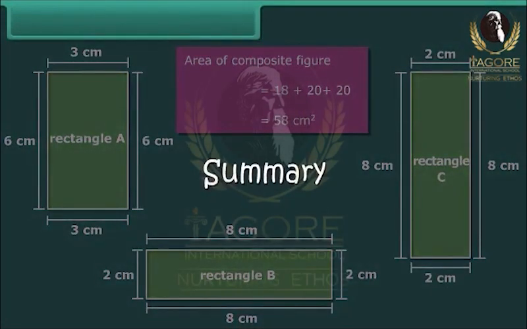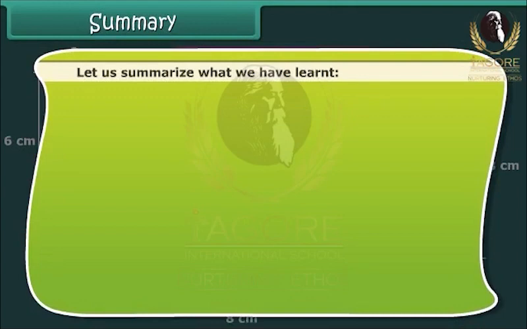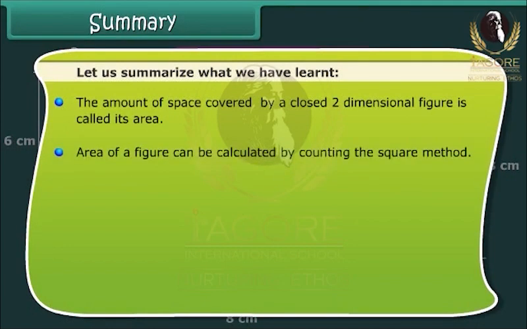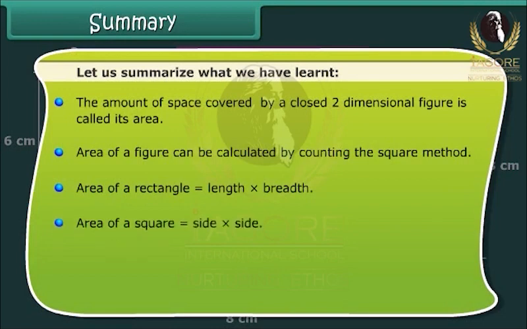Summary. Let us summarize what we have learned. The amount of space covered by a closed two-dimensional figure is called its area. The area of a figure can be calculated by the counting the squares method. The area of a rectangle is equal to length into breadth. The area of a square is equal to side into side.